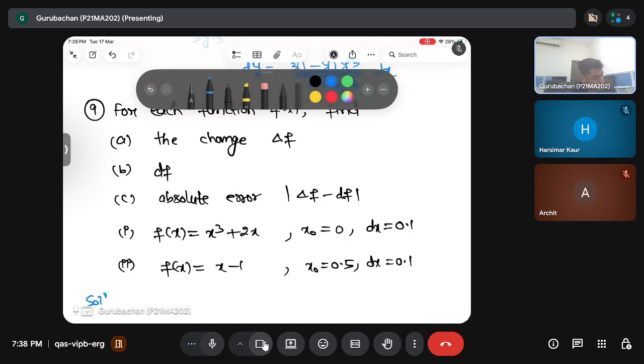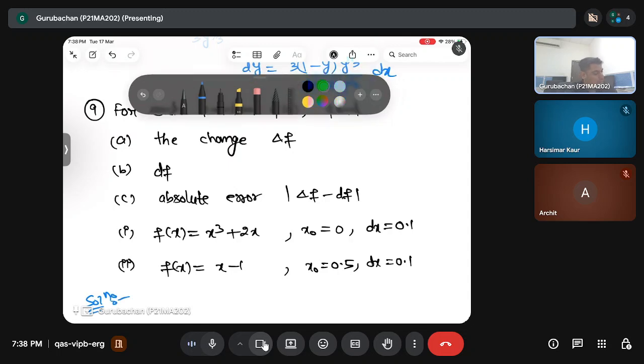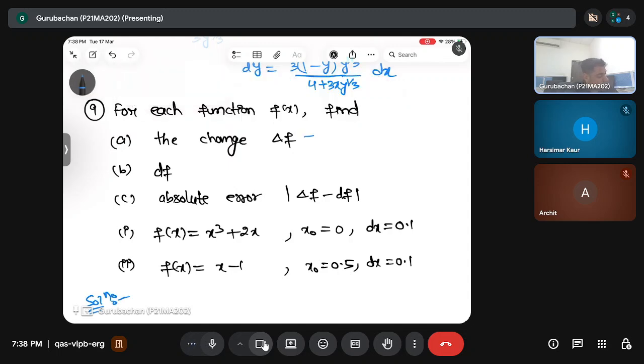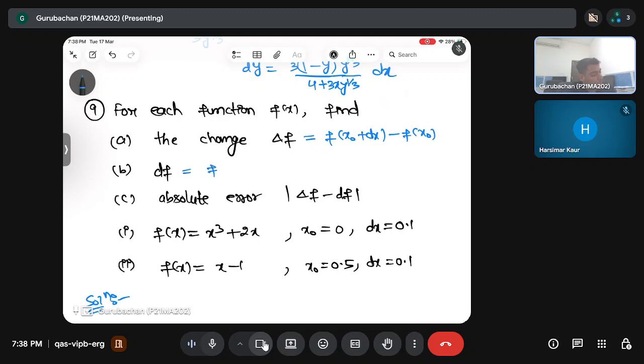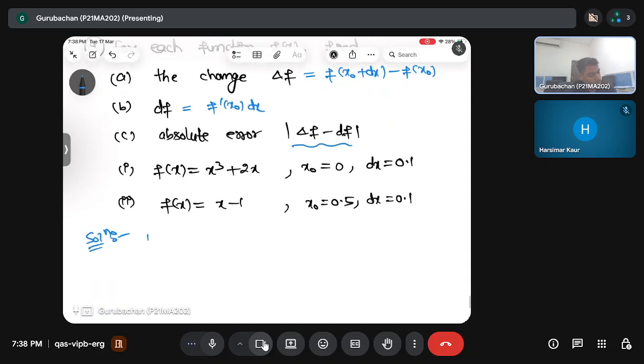So let me just mention it here. What is del f? This is nothing but f of x naught plus dx minus f of x naught. Simply this is the change in f. And what is the differential? Recall that it is the derivative at x naught into dx, and when you calculate these two you need to just subtract. So this is not that difficult. Quickly tell me the answers.